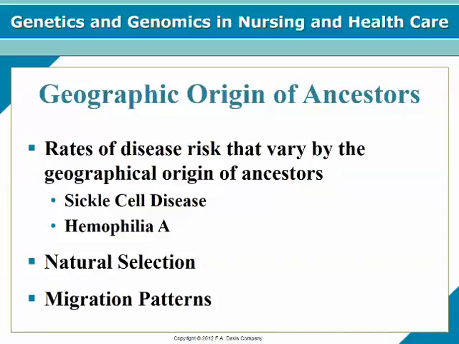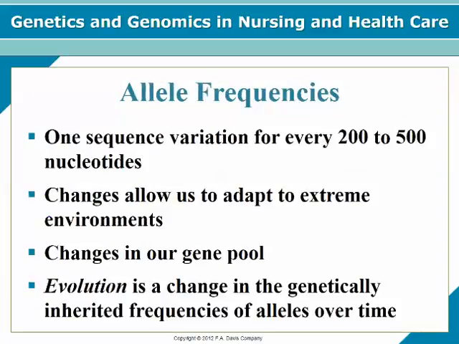Allele frequencies: one sequence variation for every 200 to 500 nucleotides, changes that allow us to adapt to extreme environments, changes in our gene pool. And gene pool refers to the sum of all the alleles for the genes in a given population. Evolution is a change in the genetically inherited frequencies of alleles over time. So that's the technical definition of evolution.